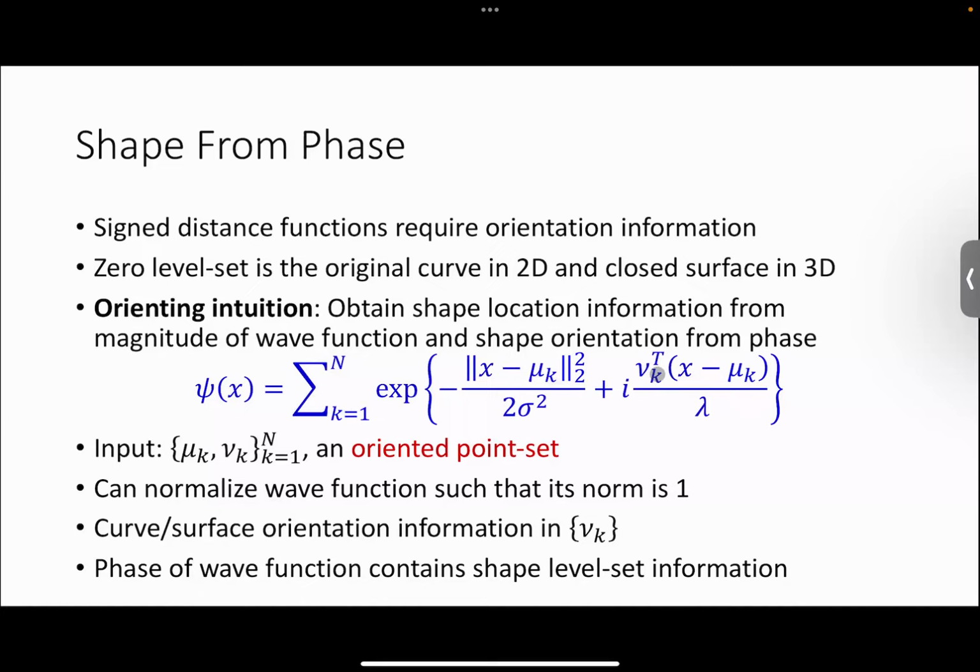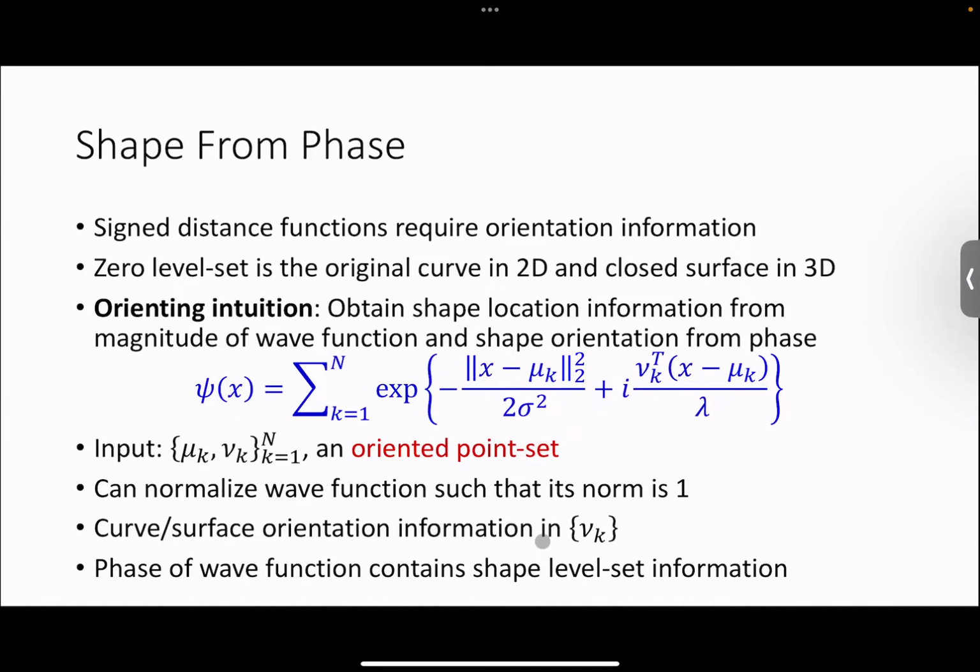So essentially you have a complex wave representation that takes into account the entanglement, where nearby points can affect each other, as opposed to thinking of these points as just isolated points. Because you have this additional orientation information, you can think of this as a complex representation with entanglement, where the different waves are entangled with each other. You can, of course, normalize this wave function so that its norm is one. And the important thing to take away is that in 2D and in 3D, we are giving you curve and surface information, with orientation information in the form of nu k being assumed.